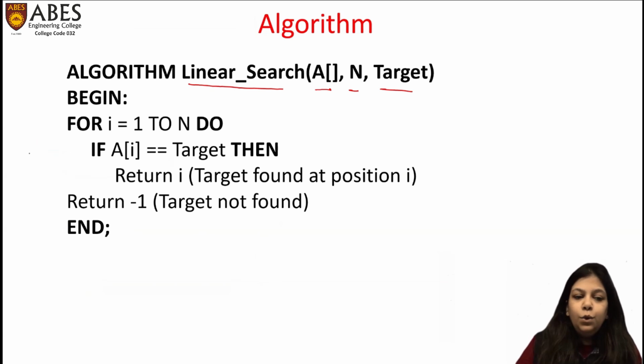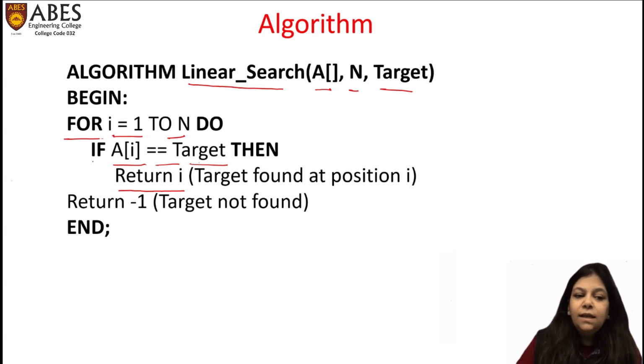Then, in order to begin the algorithm, we have to start a for loop, starting with the first index, which takes the value 1, and going till the last index, that is n. For all these values of i, we have to check whether A[i] is equal to target or not. If at any point A[i] is equal to target, then this index i will be returned. That means we have found the target value at the index i.